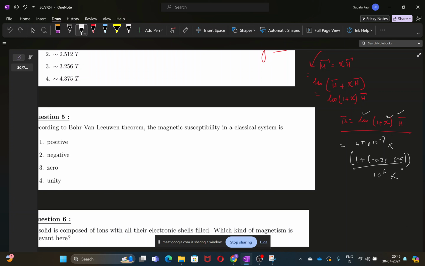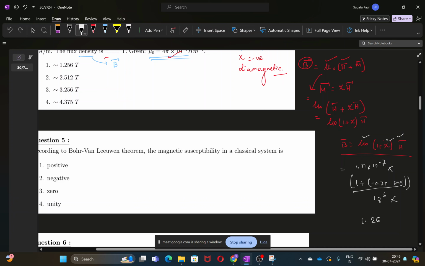So I have calculated it using my calculator. It is showing a value of 1.256 Tesla. So this tells you that your option number 1 is correct because it has a similar value, that the flux density is 1.256 Tesla.